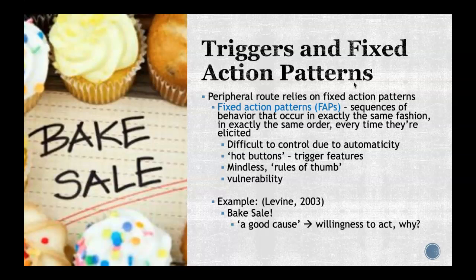Now, with triggers and fixed action patterns and how these relate to our peripheral routes to persuasion, the peripheral route is going to rely on these triggers and fixed action patterns. So think of the trigger like the trigger of a gun or a hot button, a trigger feature. That is going to set off a fixed action pattern. It's going to be like a cue in the environment. A fixed action pattern is just a sequence of behavior that occurs in exactly the same fashion, in exactly the same order, every time it's elicited in non-human mammals. Okay, and this can be generalized to people.